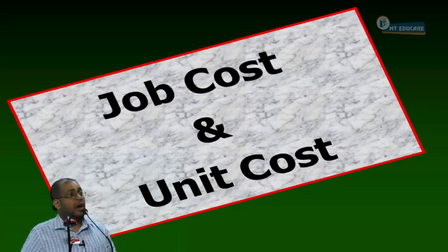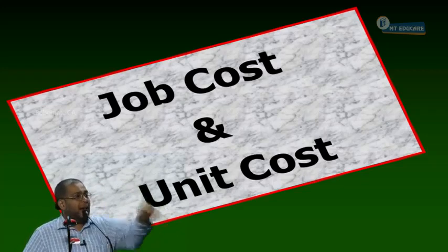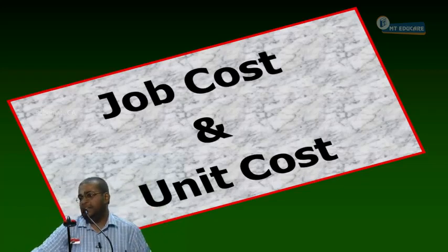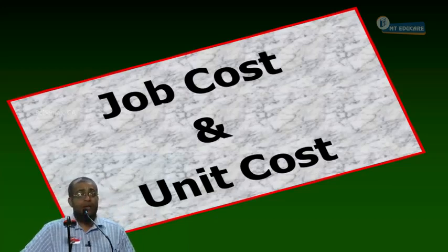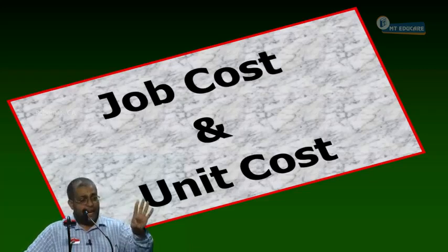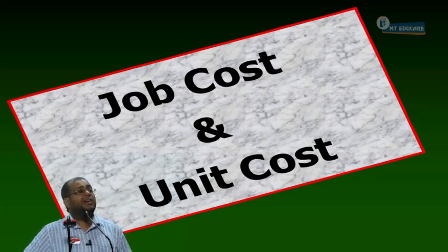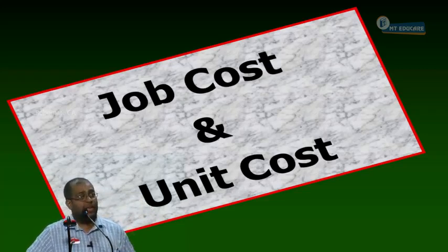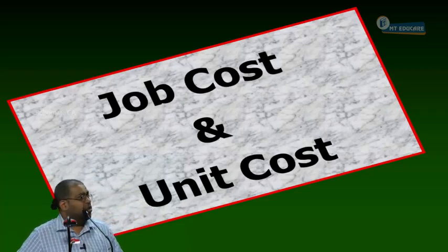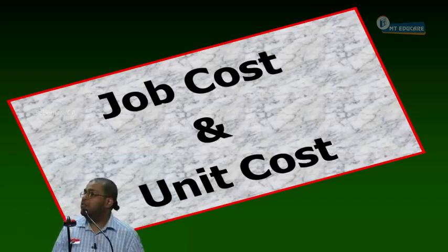4 buildings. Now, out of it, 3 buildings are sold and 1 building is unsold. Tell me, what is the cost of goods sold? What is the closing stock? 7.5 crores is the cost of goods sold, and 2.5 crores is the closing stock. How did you say that? 10 crore is for 4 buildings. The cost of 1 building is 2.5 crores, and the number of buildings sold is 3, so 7.5 is the cost of goods sold and 2.5 is the closing stock. Yes or no?